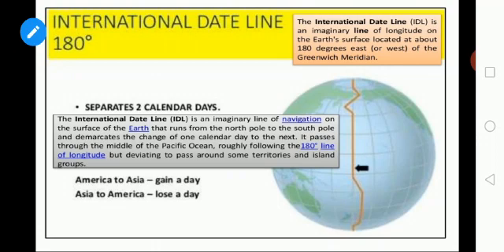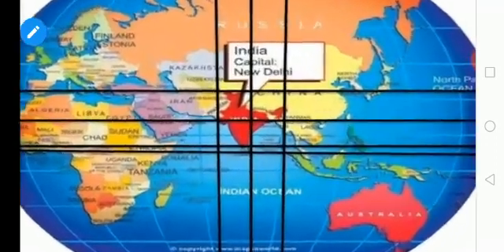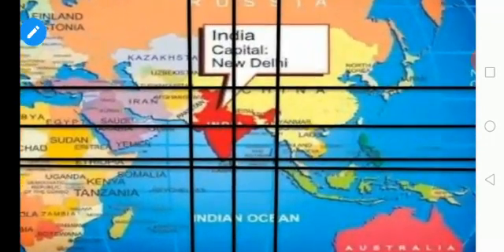So it passes through the middle of the Pacific Ocean, roughly following the 180 degree of longitude, but deviating to pass around some territories and island groups. So we can say this, that if we travel from America to Asia, we will gain a day in our calendar. And in the same way, if you are traveling from Asia to America, you will lose a day. So these are also the lines which cross the latitude and longitude.